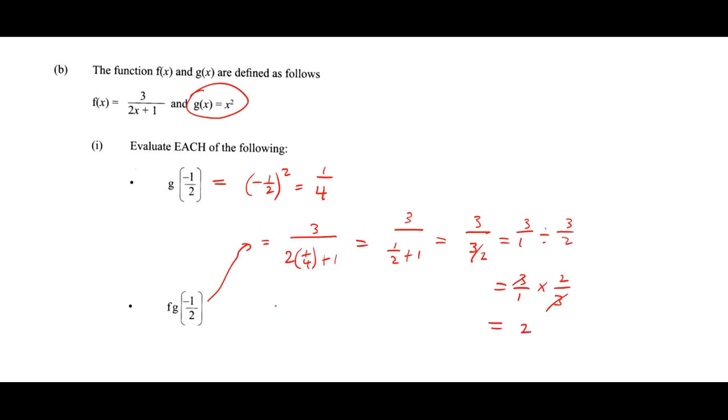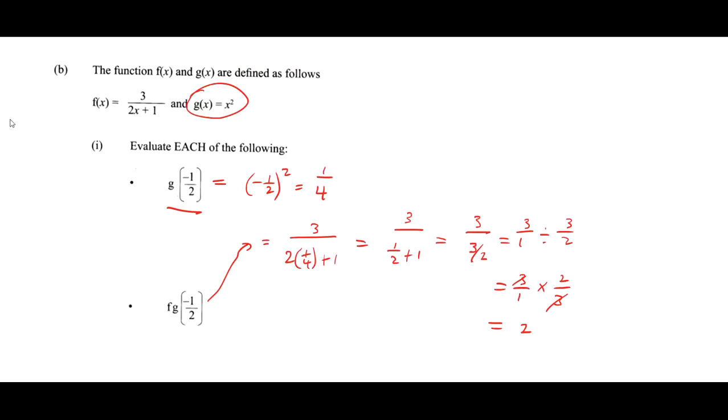Okay, so make sure you understand what we did here. So g of minus a half, we worked out that just by substituting minus a half into x squared. And then the second part asks for fg of minus a half. So we took the answer we got from the first part and we plugged it into the function f, and we got 2. Okay, and the last part, find an expression for the inverse function.